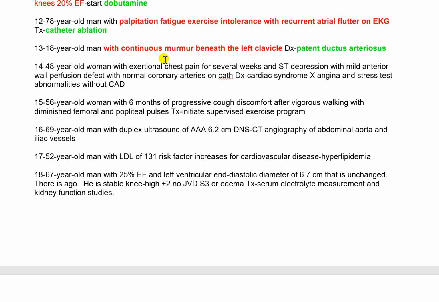When you have a woman with exertional dyspnea for several weeks and ST depression with an anterior wall perfusion defect, and a normal coronary artery, what does that tell you? What's your diagnosis for this patient?